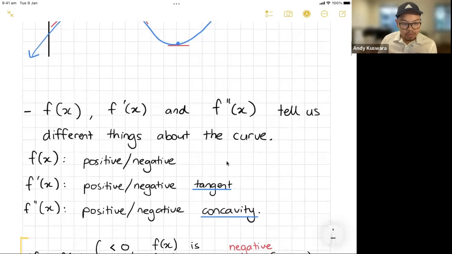But one thing that you need to understand is your original function, your first derivative here, and your second derivative, they all tell us different things about the curve. Okay, your first derivative tells you whether you have a positive or negative tangent. Okay. And your f double dash x, we talk about concavity. We will cover this a little bit more in depth in the next couple lessons.